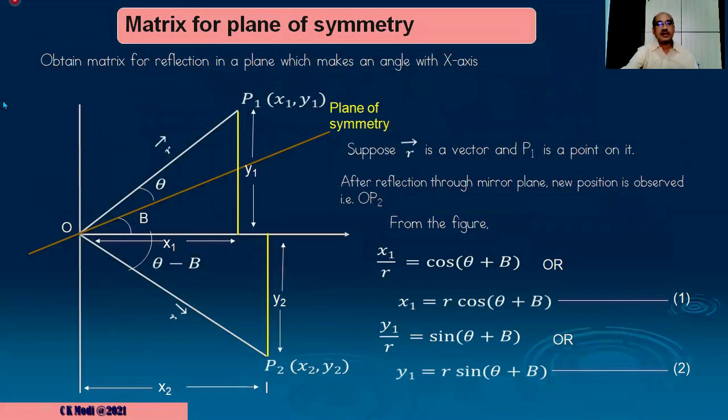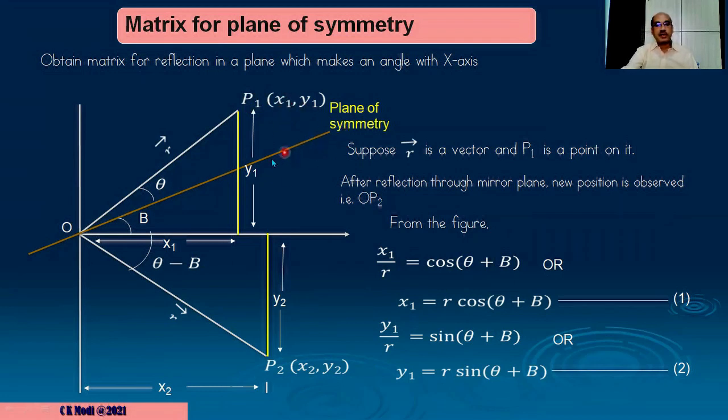Now, lastly, the matrix for a sigma plane of symmetry. So how do we derive the matrix for a plane of symmetry or mirror plane? Assume that this is my point P1 with its initial coordinates x1 and y1, and the line joining it to the origin is called vector r. So this is my initial point with initial coordinates x1 and y1.